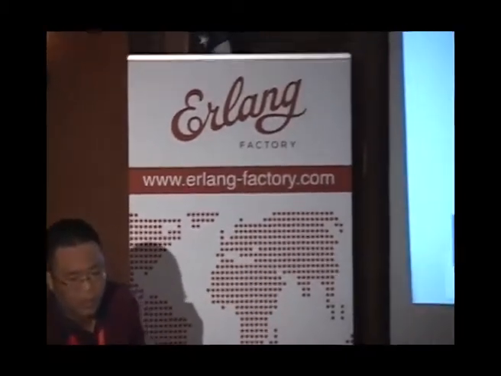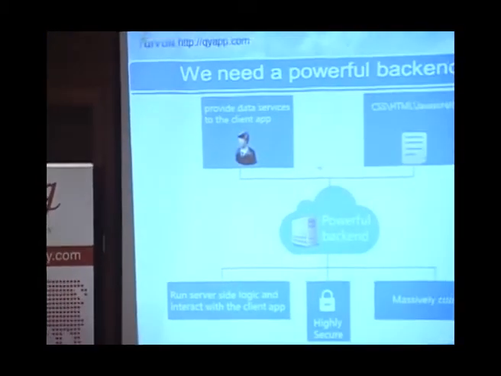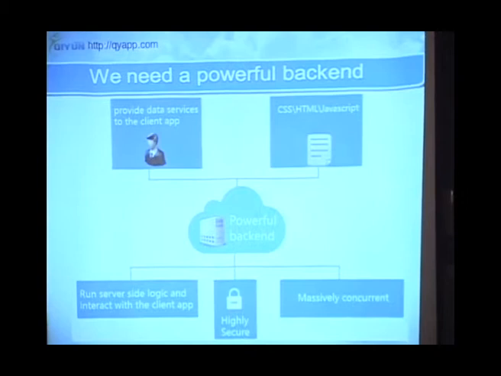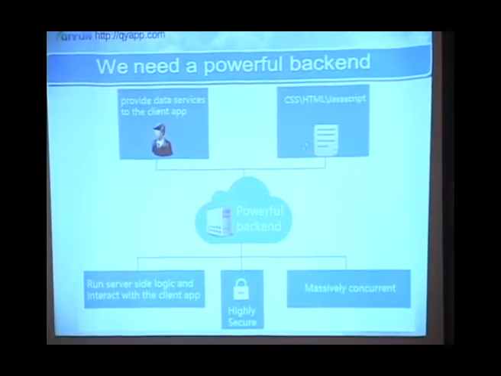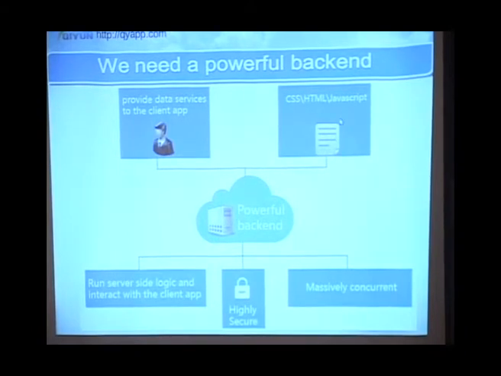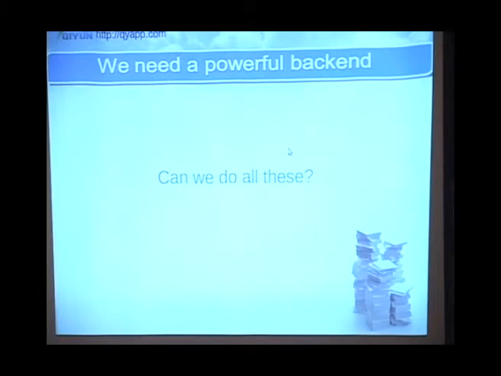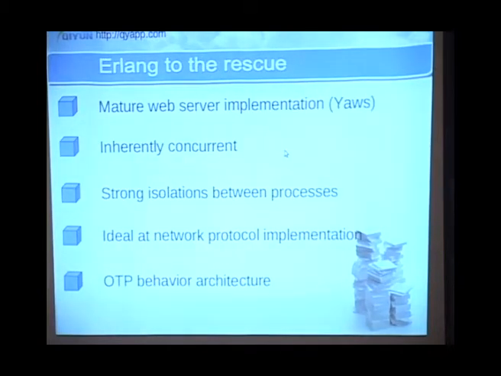Here is a diagram that shows this a little more clearly. The powerful backend does a lot of these things: serves the data, and then serves the HTML and CSS files. These are static, not auto-generated. So can we do all this? Of course, because we are at the Erlang Factory, so now we're talking about Erlang to the rescue.